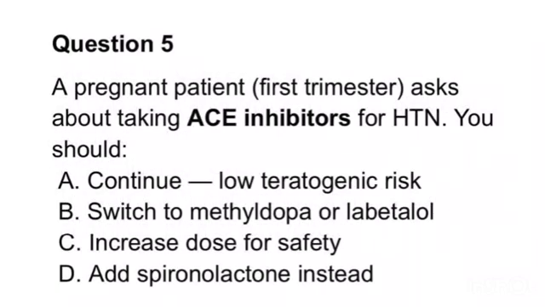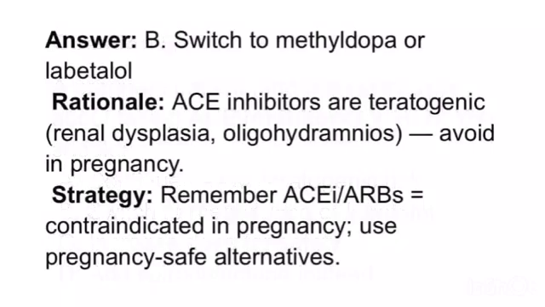Question 5. A pregnant patient, first trimester, asks about taking ACE inhibitors for HTN. You should: A. Continue, low teratogenic risk. B. Switch to methyldopa or labetalol. C. Increase dose for safety. D. Add spironolactone instead. Answer: B. Switch to methyldopa or labetalol.